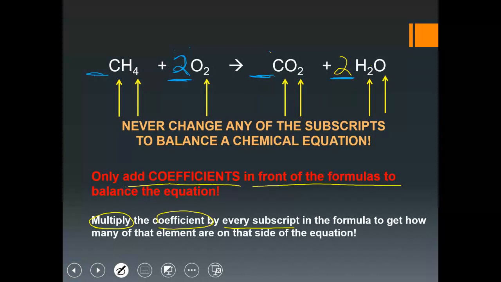And they represent for us a ratio. Like for every 1 molecule of methane, I need 2 molecules of oxygen. I will get, after the reaction, 1 molecule of carbon dioxide for every 2 molecules of water. Okay? These numbers are going to be important for some of the work that we do later with ratios of reactants and products in chemical reactions.